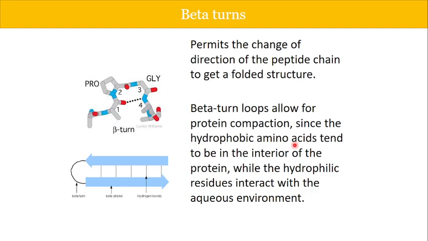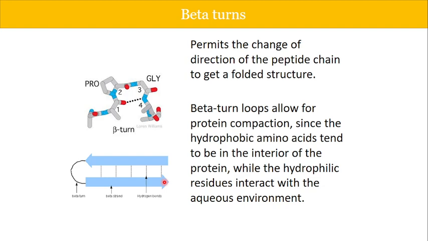Now coming to the beta turns. Beta turns permit the change of direction of the peptide chain to a folded structure. So beta turns or loops allow for protein compaction, since the hydrophobic amino acids tend to be in the interior of the protein, whereas hydrophilic residues interact with the aqueous environment. Like we have two beta sheets, and then they are connected by a beta turn. Two beta sheets cannot be connected in any manner. They have to be connected by some kind of turn such that they run anti-parallel to each other. This is helped by the beta turn.